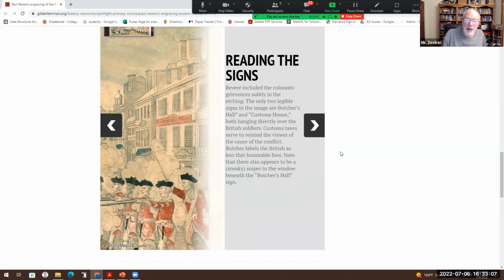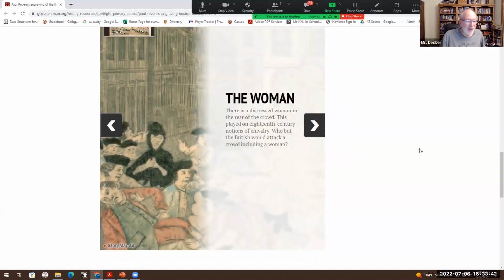Revere included the colonists' grievances subtly in the etching. The only two legible signs, Butcher's Hall and Customs House, customs taxes, serve to remind the viewer of the cause of the conflict. In case you don't understand what customs taxes are, this is where you have to pay money to import things. So Customs House, that would immediately make everybody think taxes. Note, there also appears to be a sneaky sniper in the window beneath the Butcher's Hall sign. The art resource guide does not mention this at all.